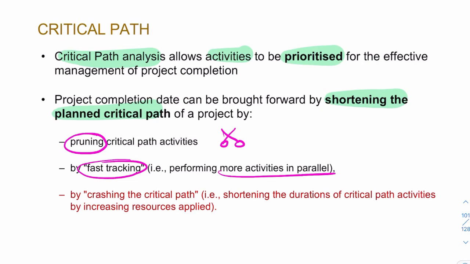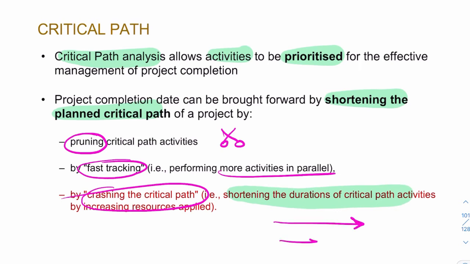But there's a third way, which is called crashing the critical path. And crashing the critical path means actually shortening the durations. It means making these arrows shorter. How do we do that? How do we actually shorten the arrow? Well, normally we throw resources at it. That means there's an extra cost. So we spend some money for things to happen faster. So, for example, the caterer might have said, look, it's going to take 3 days to prepare all the food.